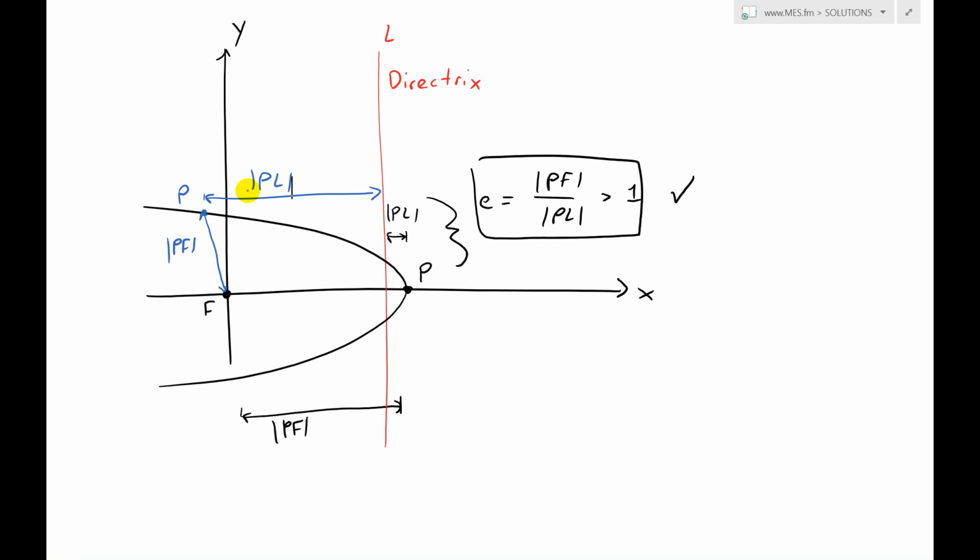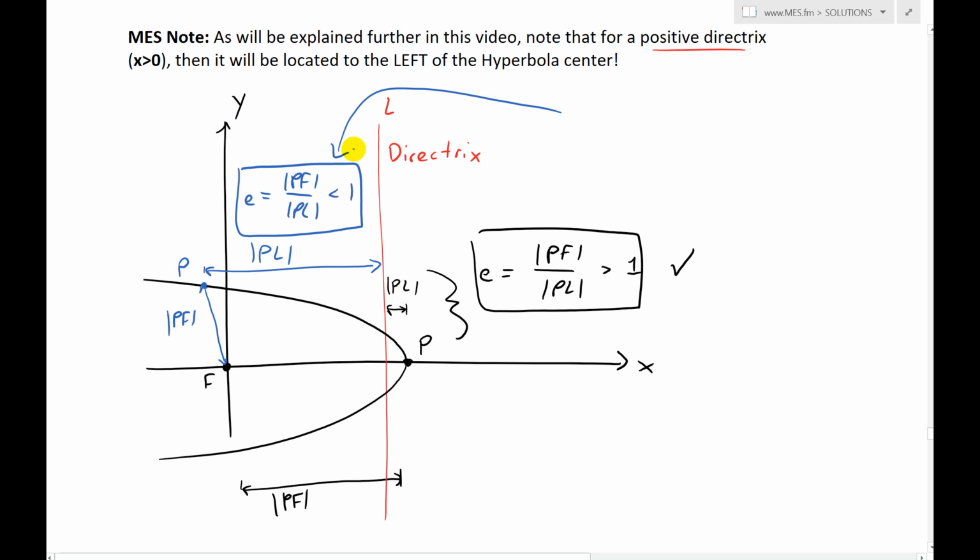So in this case, we have E is equal to, remember, PF over PL. PF in this case is smaller than this one, so this is going to be less than 1. So in other words, we have varying E. So this proves that this is not a hyperbola. So we can't have it intersect at all. The shape won't be a hyperbola.